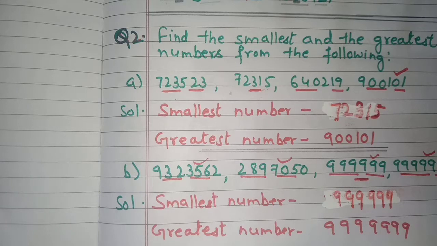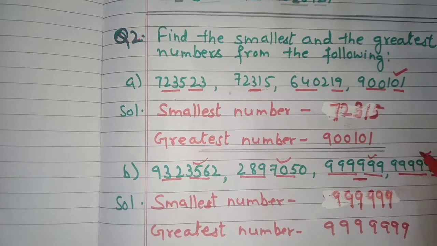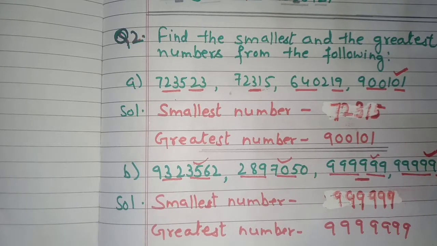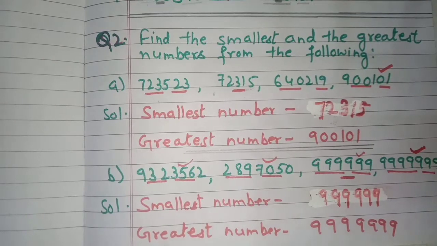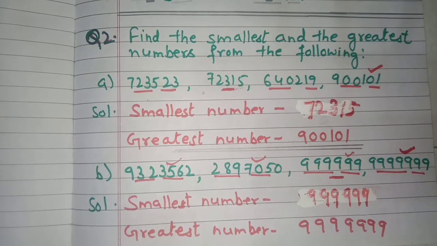And for the greatest one, we can just see that this one is the greatest number, means 99,99,999 is the greatest number, because this one is 93 lakh something, this one is 28 lakh something, and this one is 99 lakh something. So this one is the greatest.